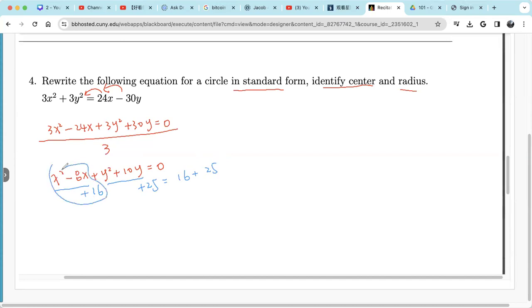And these 3 give us x minus 4 squared. And these 3 give us y plus 5 squared. That equals 16 plus 25, that's 41. Right? So the center would be positive 4 and negative 5. Right? Because in the standard form it is y minus k. So it's minus 5. And radius r is the square root of 41, because in the standard form, this is r squared. So r is the square root of 41.